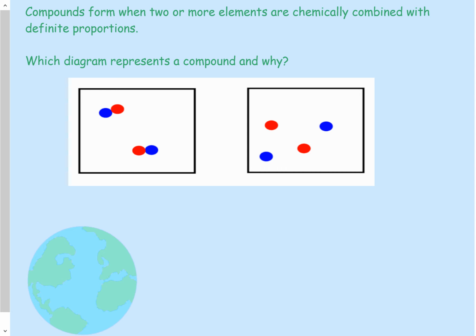So, a common example of a compound is water. Anytime you go anywhere in the world and you ask for some water, someone will give you H2O, meaning there are 2 hydrogens attached to 1 oxygen. If you're in the United States and you ask for water, you're going to get H2O.